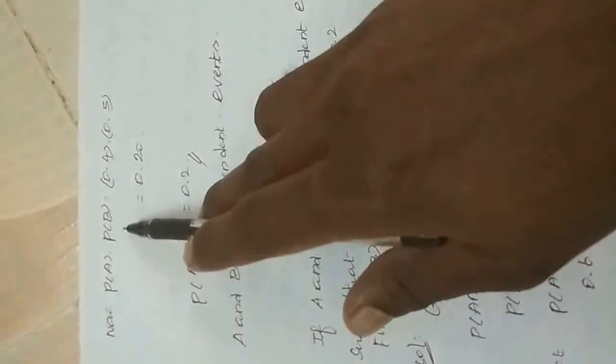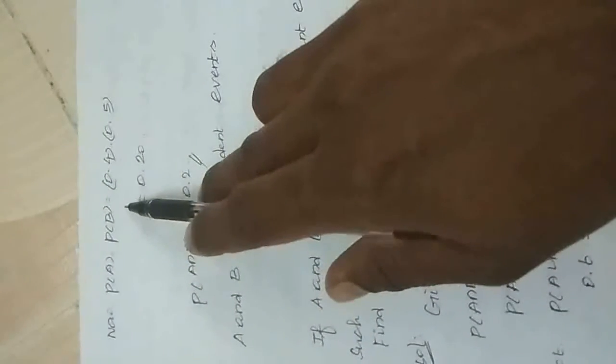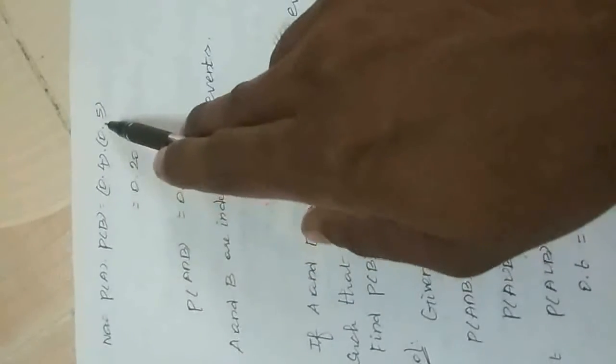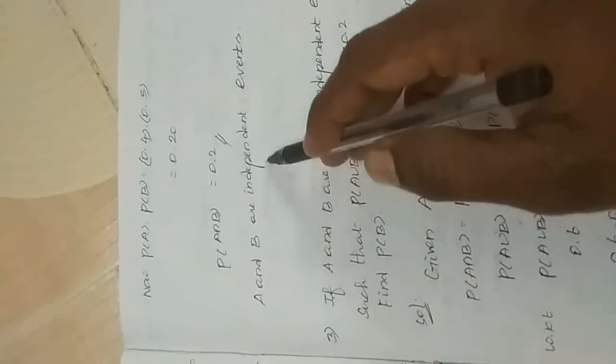Now P of A dot P of B equal to P of A value 0.4, P of B value 0.5. 0.4 into 0.5, 0.20. So P of A intersection B equal to 0.2. Now A and B are independent events.